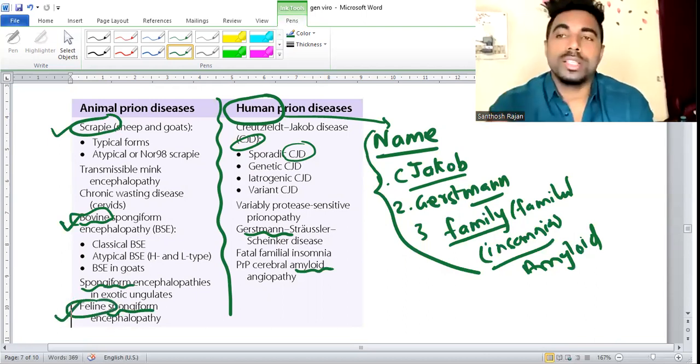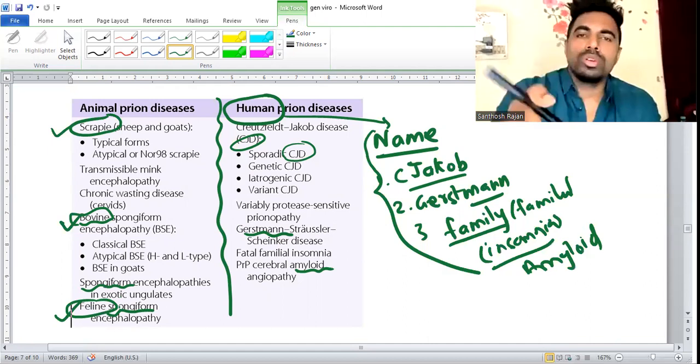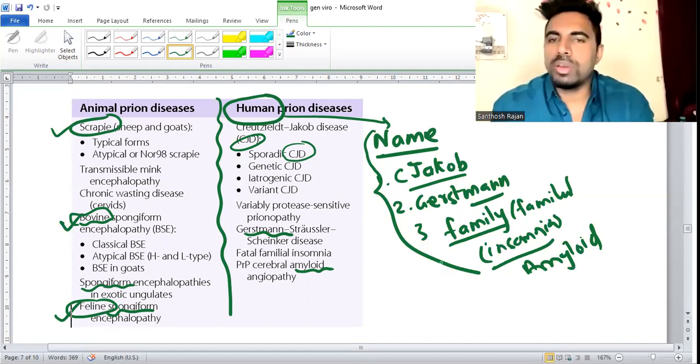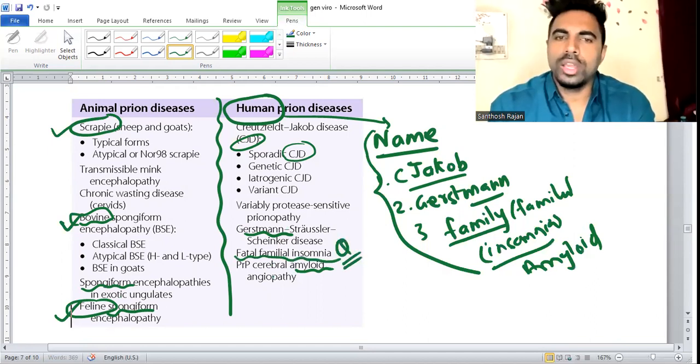So don't make a mistake in this, please. Animal names are animal, human names are human. The exception is fatal familial insomnia, a frequently asked question. That is also human only, to confuse you. And spongiform ones are animal. That's it. This you have to remember.